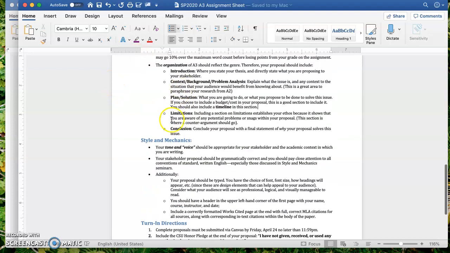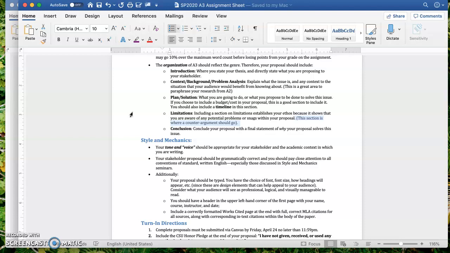The fourth section that I'm requiring you to have is a section on limitations. So this is basically where you're going to include your counter argument. So in your A2, I recommended a counter argument. We spent a little bit of time discussing what a counter argument might look like. But I didn't require you to write a counter argument for your A2.